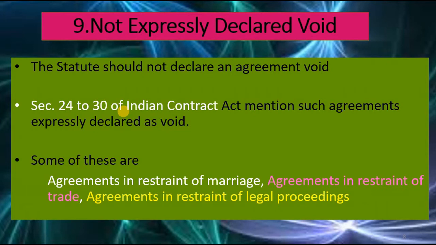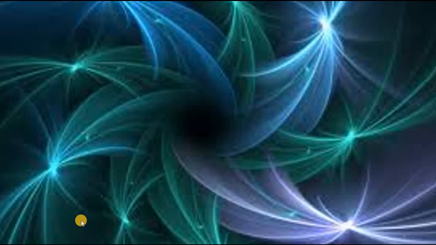So Sections 24 to 30 of the Indian Contract Act define such expressly declared void contracts. So those contracts cannot be considered as valid contracts. Some of these contracts are agreement in restraint of marriage, agreement in restraint of trade, or agreement in restraint of legal proceedings. So let us see one example.